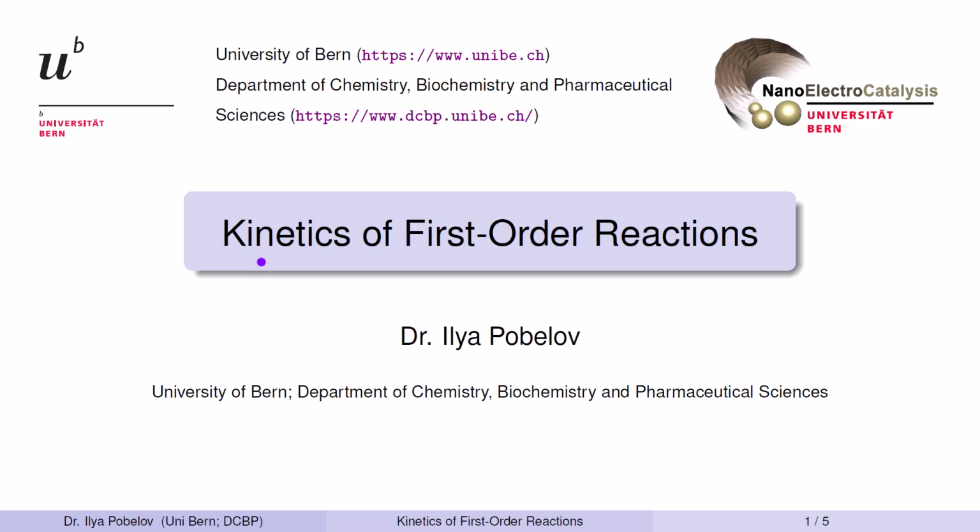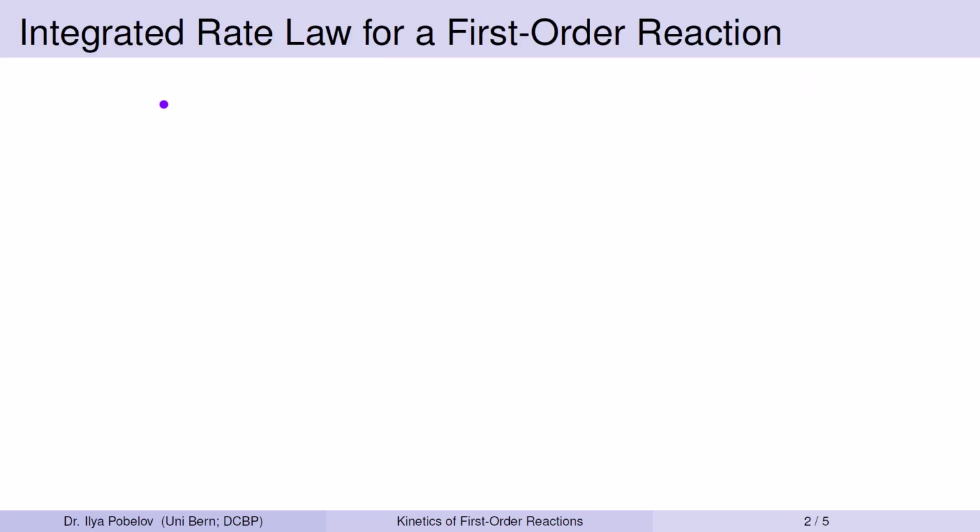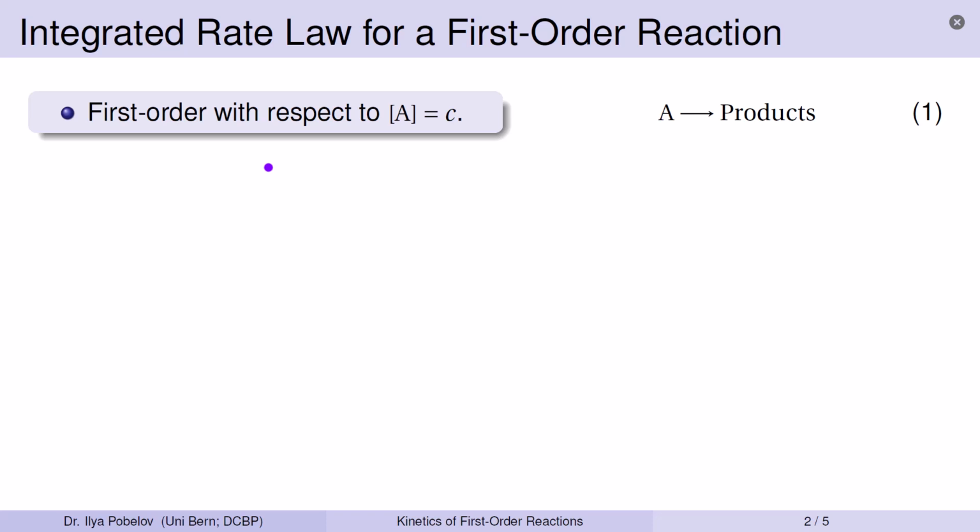In this module, we discuss the kinetics of first-order reactions. Continuing with our exploration of rate laws, we now turn to first-order reactions. For a first-order reaction of reactant A to products, the rate is directly proportional to the concentration of the reactant A, denoted as C. The rate law for such a reaction is given by V equals K times C.